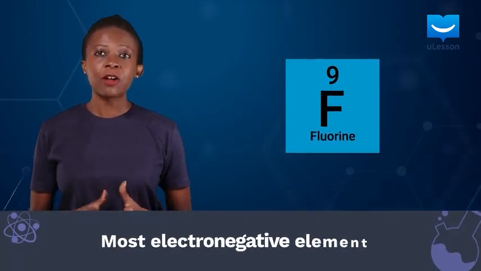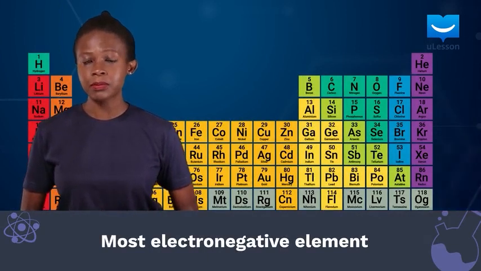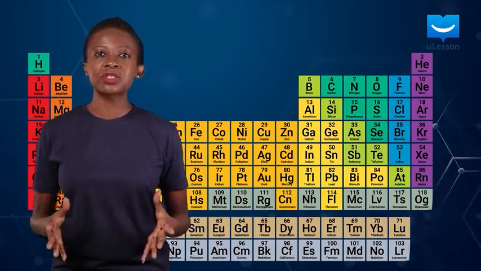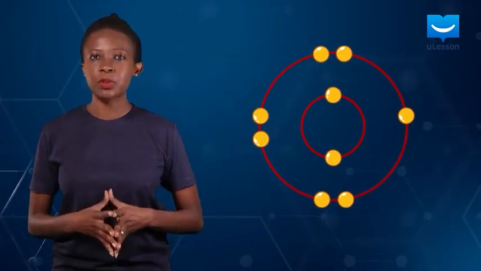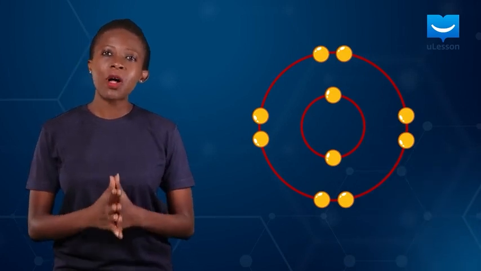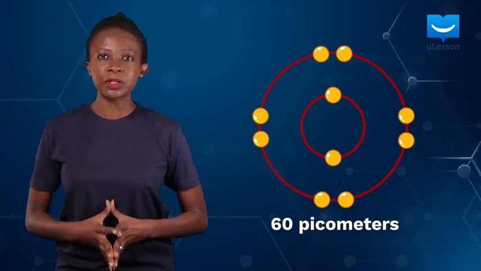As said earlier, fluorine is the most electronegative element in the periodic table. In other words, fluorine is the element with the strongest desire to attract an electron into its outermost shell. This property can be attributed to the small atomic radius of fluorine, which is around 60 picometers.